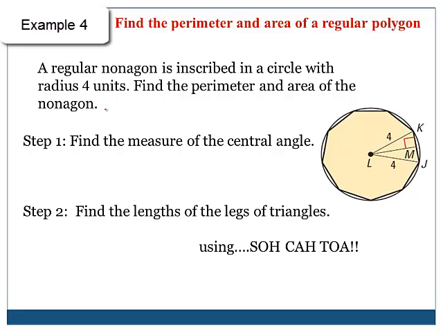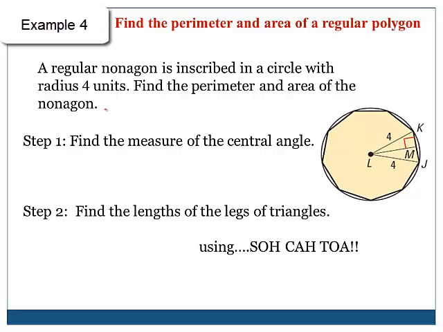Find the perimeter and the area of a nonagon. So it's exactly the same thing as what we just did. It says find the measure of the central angle. These are the multiple steps that you're going to be using when you only know, like in this case, that the radius is 4 units. So we have to figure out what the central angle is.